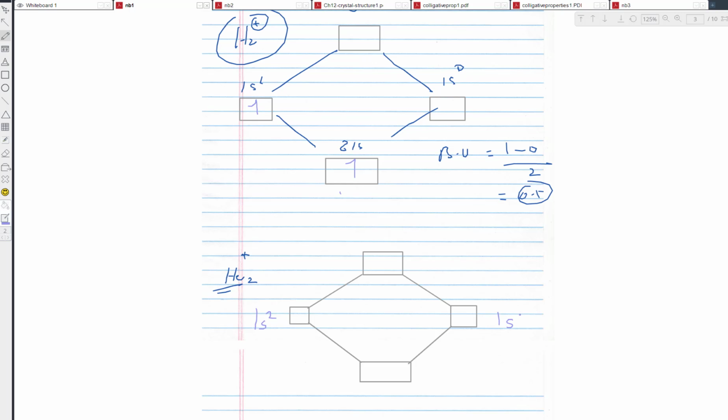1s1. Now you have a total of how many electrons? A total of 3, right? So what is the name of the bottom one? Sigma 1s. What is the name of the top one? Sigma star 1s. Now put the electrons.